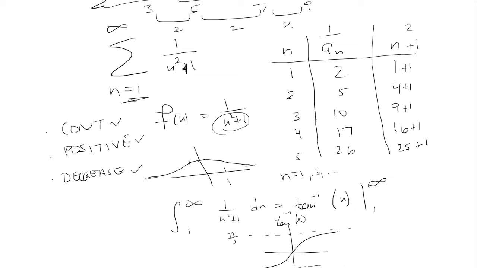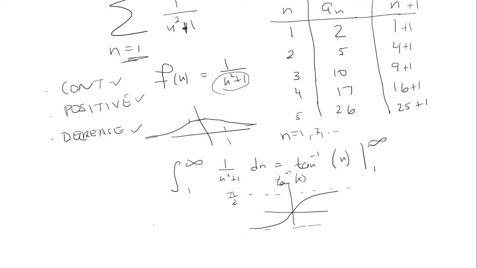This is pi over 2, and this is negative pi over 2. So as it approaches positive infinity, it gets closer and closer to pi over 2. And then we just subtract this by plugging in 1. So the inverse here would just be pi over 4.